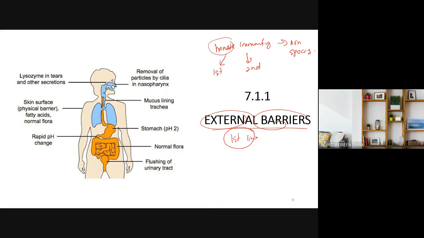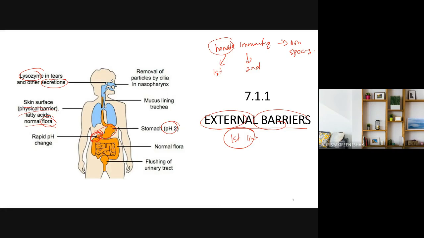So this one, for example, it involves lysozyme in tears, okay, and other secretions. So other secretion, for example, your saliva also contains lysozyme, okay. Your skin surface, physical barriers. So they have fatty acids and also the growth of normal bacteria, normal flora, okay, bukan bunga-bunga bacteria, alright. And then rapid change of pH. So kalau dalam stomach ni acidic, tapi kalau dekat alkaline ni it is more in the intestine it is more alkaline, macam tu, rapid change.